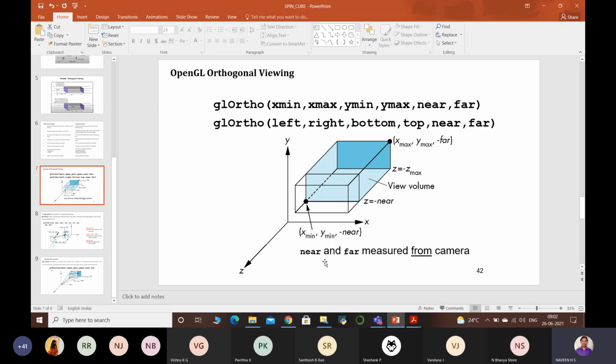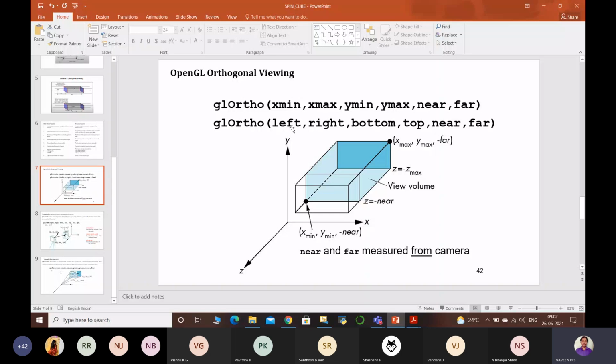So just look at this diagram. These are the points. This is the X minimum and Y minimum, and this will be the minus near value, which means this will be in the negative direction. If it is in the positive direction, again that will be plus near. So this is how, and these are the parameters we are considering in the case of the glOrtho function.